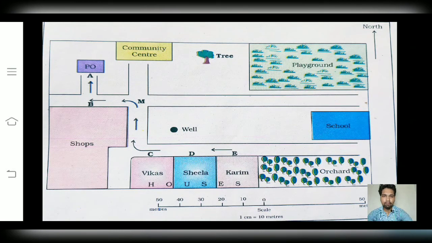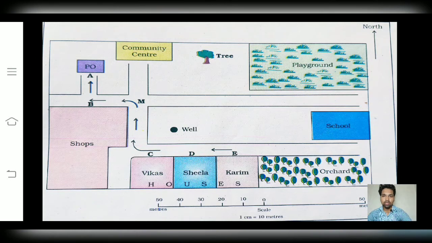So if we have to determine the distance between two objects, what do we have to know? We have to know what scale is used on the paper. If we are not able to know the scale, we will not be able to determine what the actual distance is. So to determine the real distance from a paper, we use a scale.